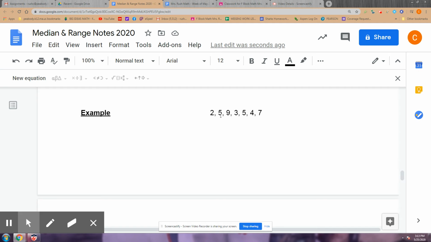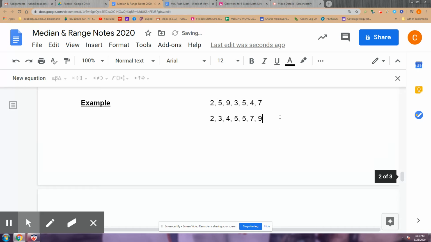So they give us the numbers 2, 5, 9, 3, 5, 4, 7. So step 1, we're going to order these from least to greatest. So it would be 2, 3, 4, 5, 5, 7, 9. Okay, so we did 2, 3, 4, 5, 5, 7, 9. Okay, great. So we ordered them least to greatest. And now all we do is we take the biggest number.